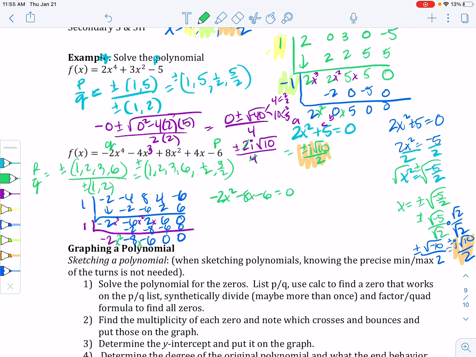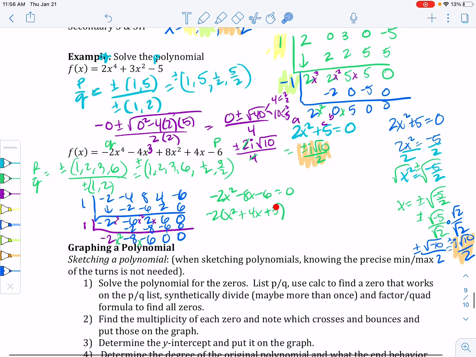Okay, if I look, I've got a common factor of 2, so I can take that out. So x squared plus 4x plus 3, because we changed the sign when we took out the negative. So then I say, okay, can I multiply to 3 and add to 4? Yeah, with 3 and 1. So x plus 3, x plus 1 equals 0. So I get x equals negative 3, negative 1. But also, don't forget your 1s from here. And that one has a multiplicity of 2. So these are our x-intercepts.